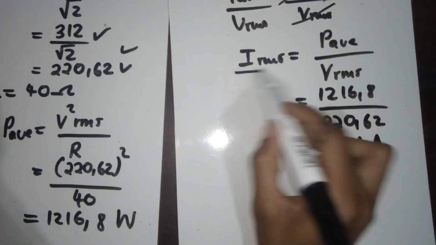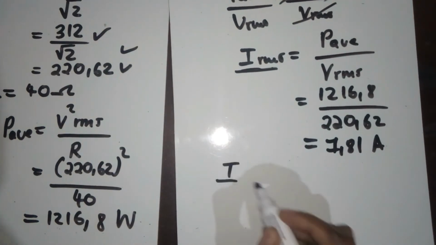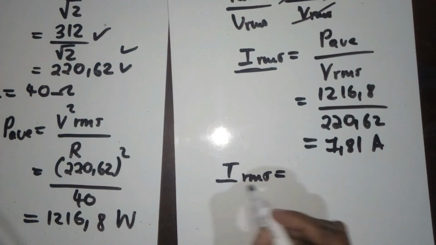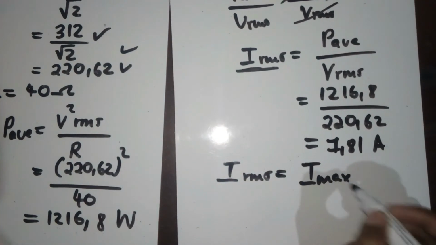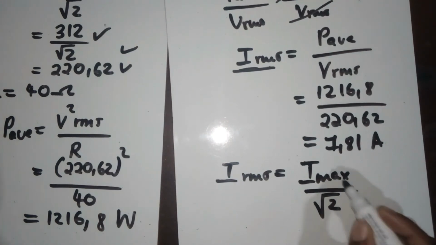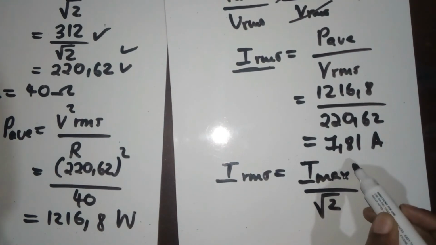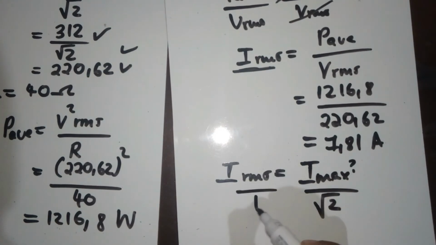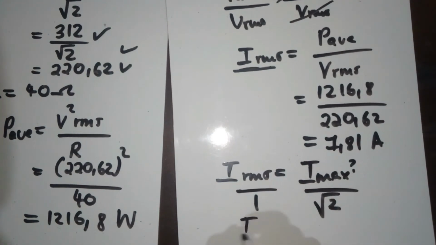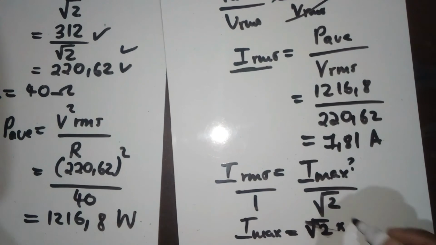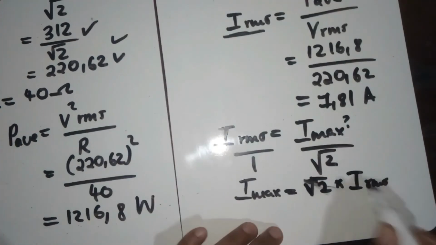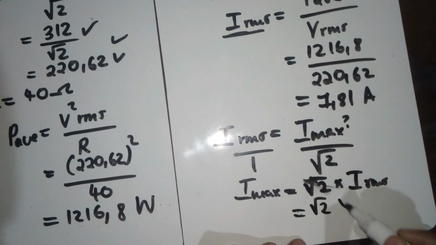But we don't want to calculate this. We want to calculate Imax. So remember, the RMS value for current, IRMS, is given by Imax divided by the root of 2. So I want to make Imax the subject because that's what I'm looking for, right? So it's just a matter of cross multiplication. One times Imax will just give me Imax, and then the root of 2 multiplied by IRMS. We know what the value of IRMS is. We just found it.